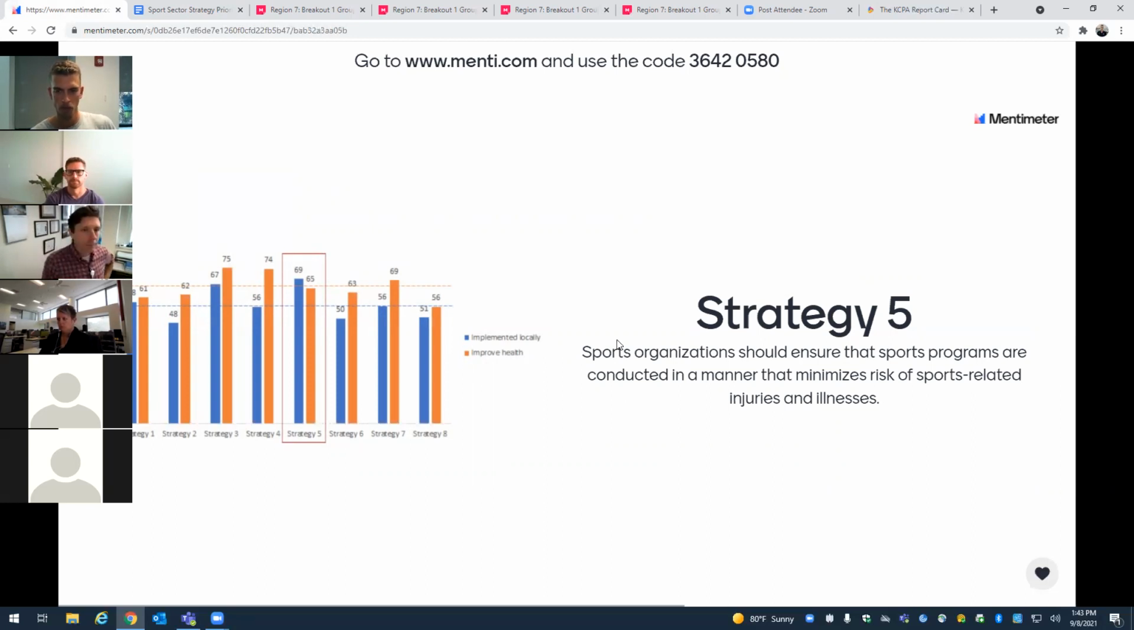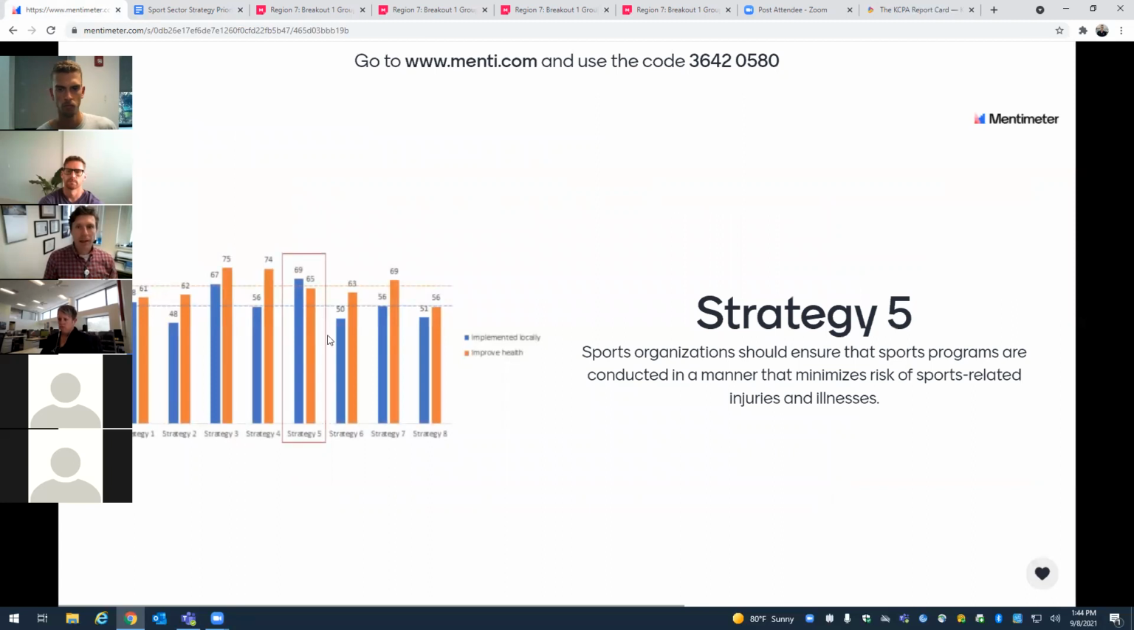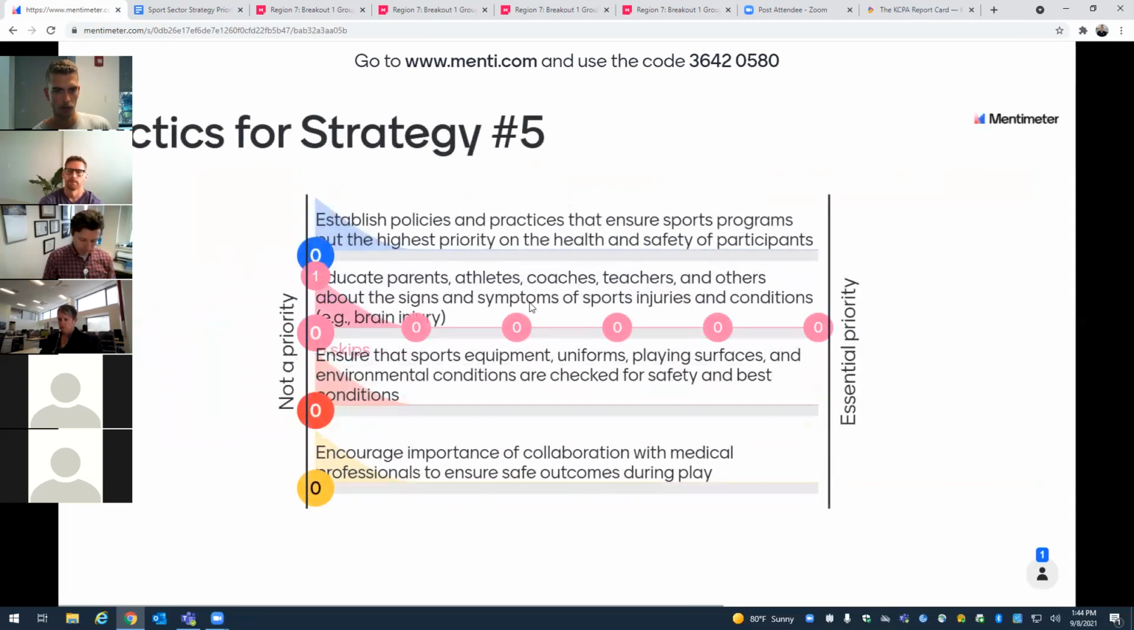So yeah, this is a really interesting strategy because it receives high marks for implementation locally. So I think that potentially reflects the good participation we've got in this group from Children's University Sports Medicine. All right, so if you guys want to go back to the Mentimeter, we'll get some data on this. We can vote on the 4 tactics of this strategy.